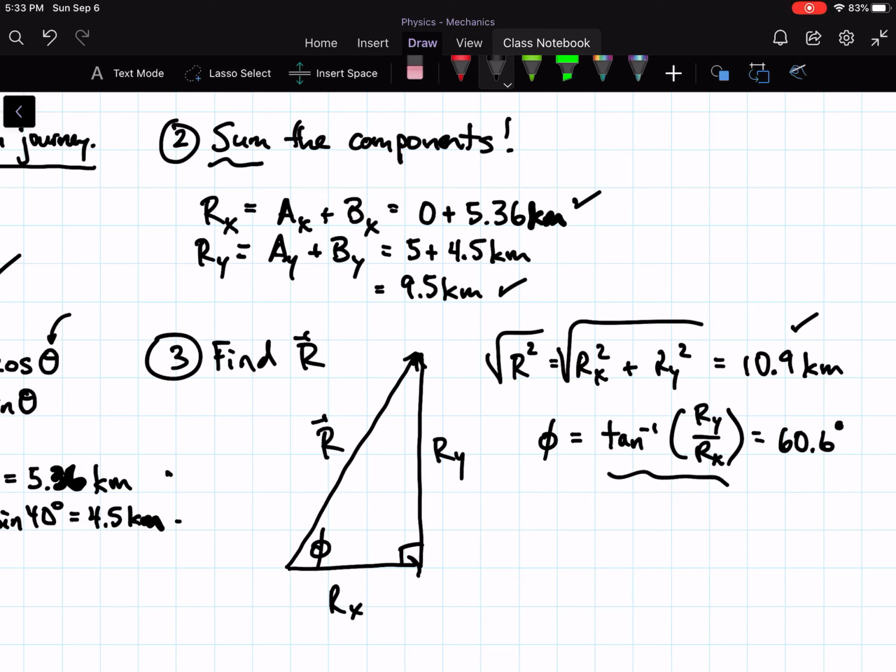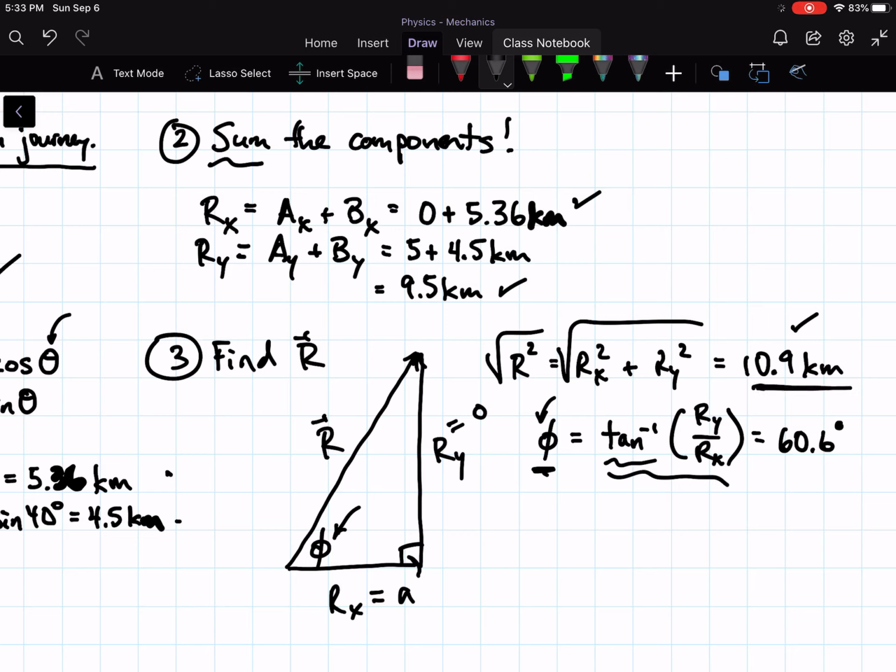Now why this? Okay, just quickly. Well, tangent is opposite over adjacent. So this is opposite, this is adjacent. And then that's the tangent of this angle right here. But we don't want the tangent of that angle, we want just the angle, we want this. So we have to take the inverse tangent of both sides. That means we're just left with phi right here, and we're left with the inverse tangent of opposite over adjacent right there. Okay, so that's where it comes from geometrically.